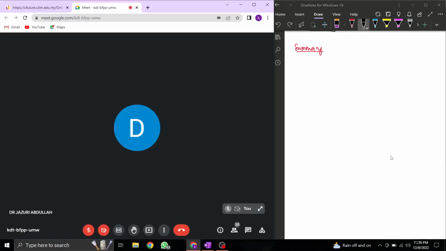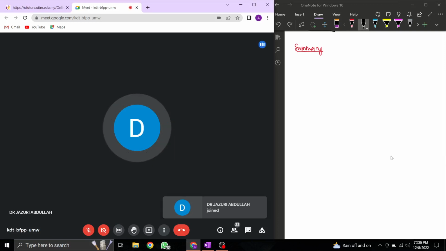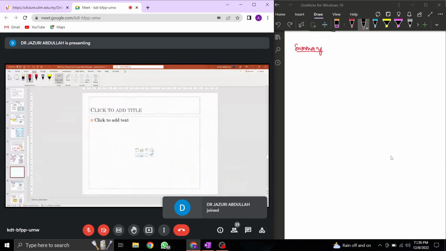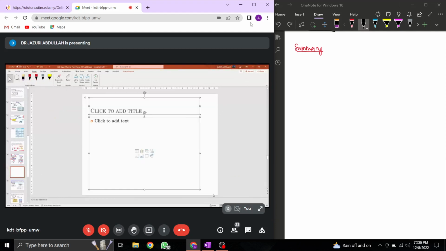Okay. So before we go to the example, saya buat sedikit summary apa yang patut you kena tahulah dalam topik ni. Jadi dalam ni saya telah jelaskan berkenaan dengan Chezy equation.